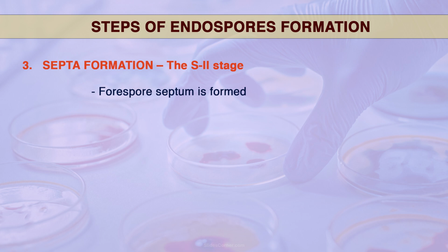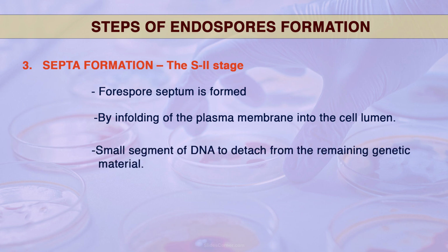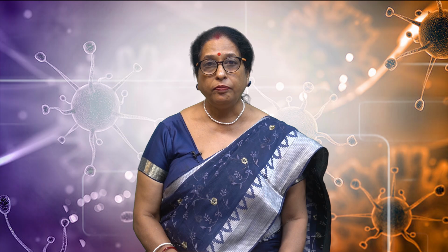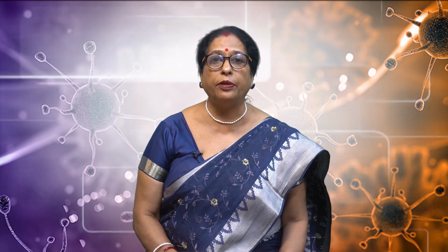After that, in stage 2, septum formation occurs. For the spore, a septum is formed by enfolding of the plasma membrane into the cell lumen. A small segment of DNA detaches from the remaining genetic material. So, in the second stage, a small segment of DNA detaches from the remaining genetic material.